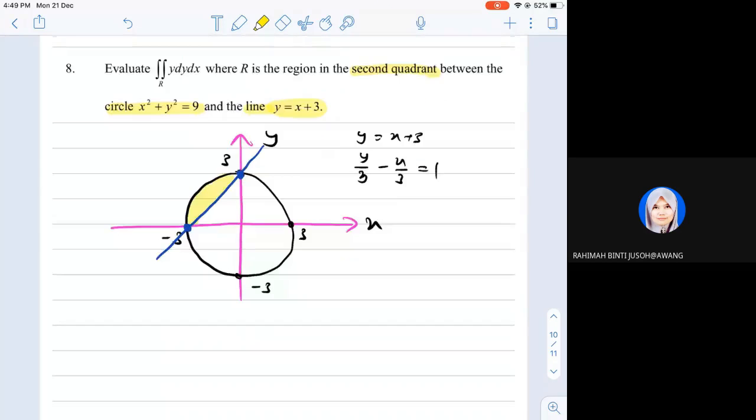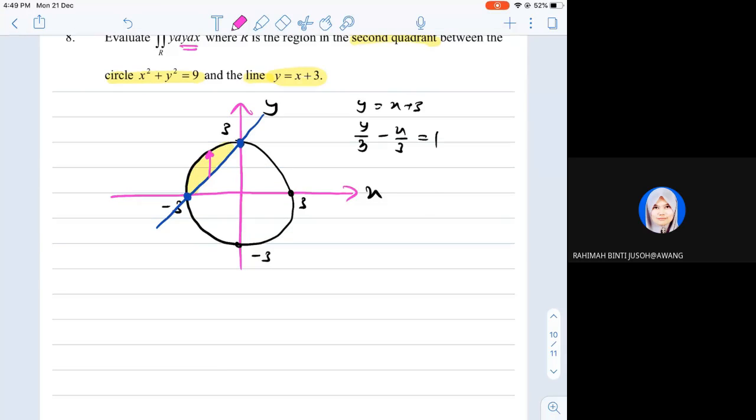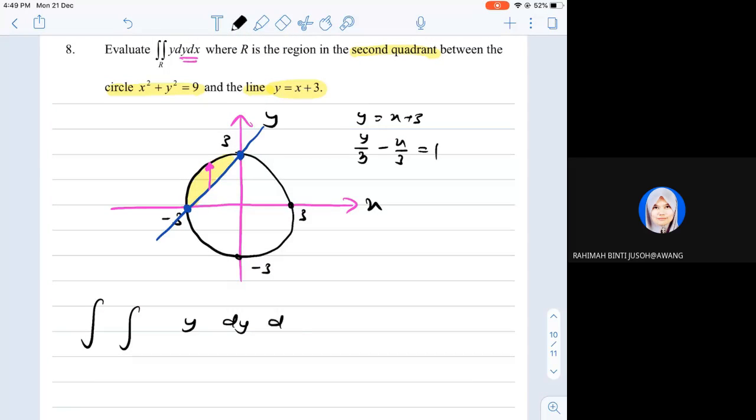Okay, so in this case, it's already given. You have to find dy dx, right? So dy dx, of course, from bottom to top. Okay, so we will have integration y dy dx. Okay, what is the lower limit of y? The lower line. x plus 3. Yes, x plus 3. Okay, good. The upper line should be? Negative x squared plus 9. Dia balik kan? So, x squared plus y squared equals to 9. Therefore, y equals to square root of 9 minus x squared.